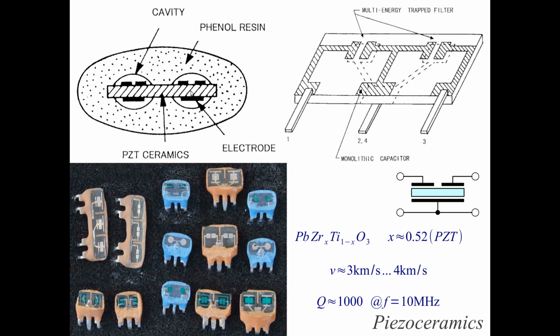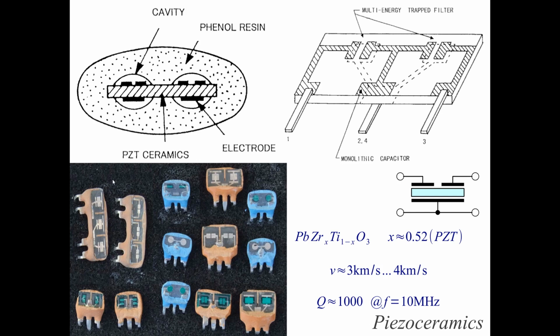It should only touch the regions outside, where this resin actually acts as an acoustic damper, as an acoustic absorber, to kill acoustic waves outside the region where we want them. So this is the solution for how to build resonators using piezoceramics.